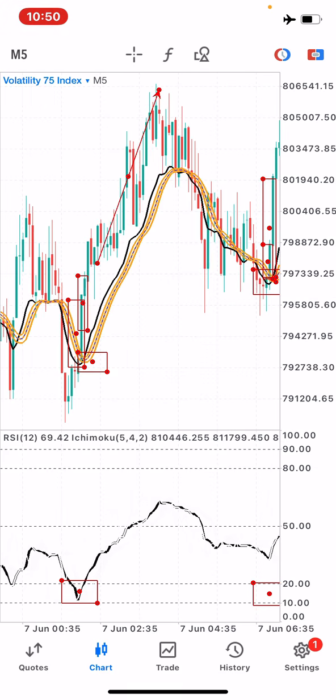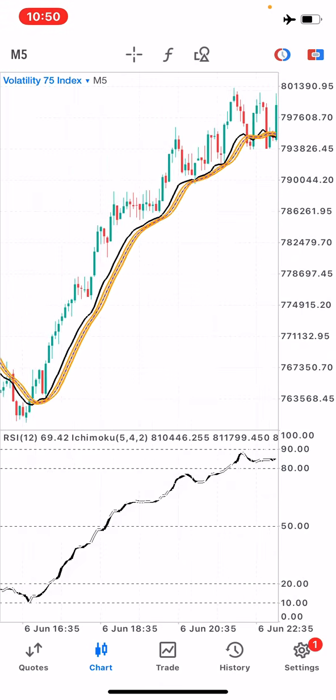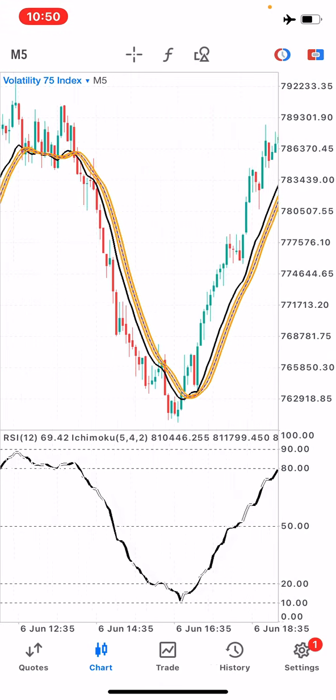So don't rush into entering before all these conditions have been met. Can you see? And then you go all the way up. Don't worry, this movement is quite big because V75 has a very high pip value, right? So I'm sure the buying conditions have been understood.